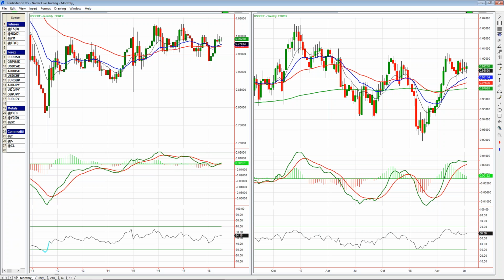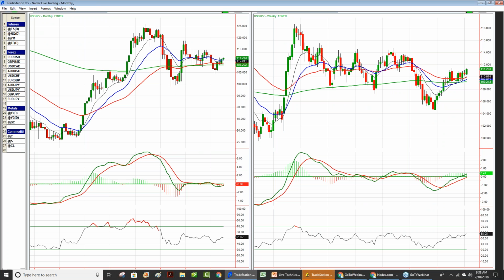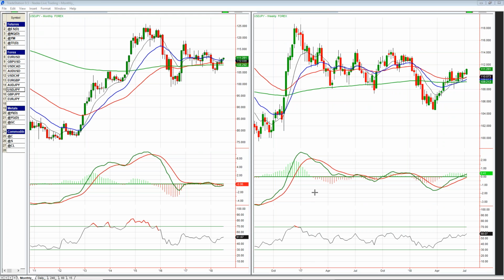We can take a look at the dollar yen. See what's going on there. If we can get the chart up. And everything's working a little bit slow today, but we'll get through it.